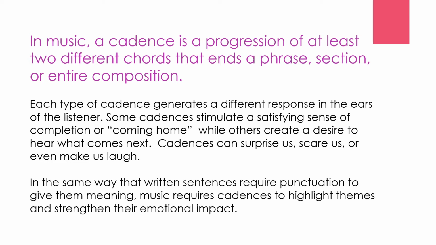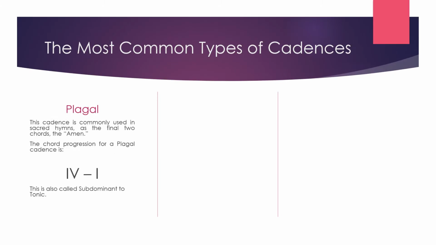In the same way that written sentences require punctuation to give them meaning, music requires cadences to highlight themes and strengthen their emotional impact. The plagal cadence is commonly used in sacred hymns as the final two chords, the Amen. The chord progression for a plagal cadence is 4-1. This is also called a subdominant to tonic.